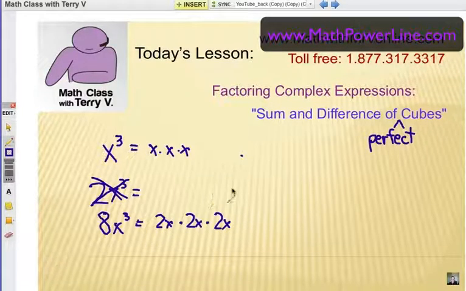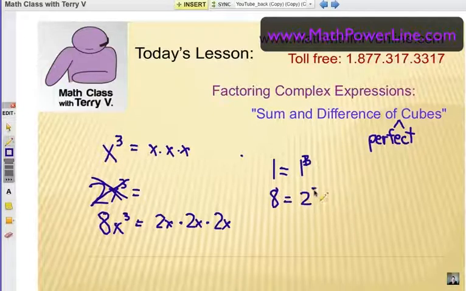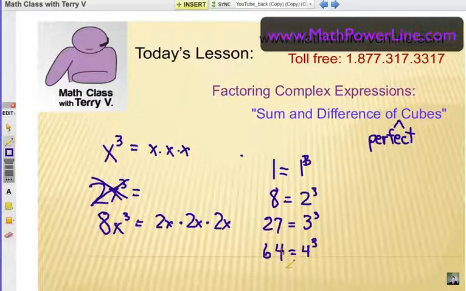So now think about it. 1 is a perfect cube. 8 is a perfect cube. 27 is a perfect cube. And what's the next one? Well, 4 times 4 times 4 would be 64. And you know, these are some common numbers that you'll see when we talk about factoring these kinds of expressions.